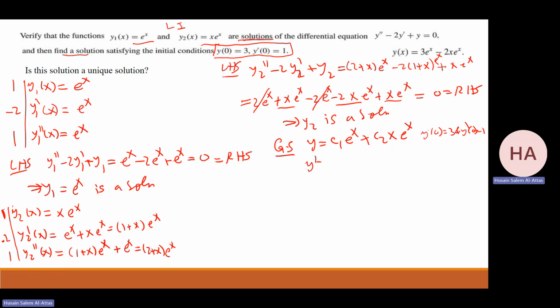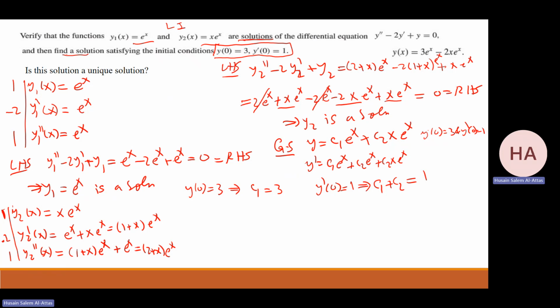So y prime is what? c1 e to the power x plus c2 e^x plus c2 x e^x. Okay. Now y at 0 equals 3. That implies what? E to the power 0 is 1. So I have c1, 0 times e to the power 0 will be 0, c1 equals 3. And y prime at 0 equals 1. That implies I have c1 e to the power 0, that will be c1 plus c2. That will be equal to 1.